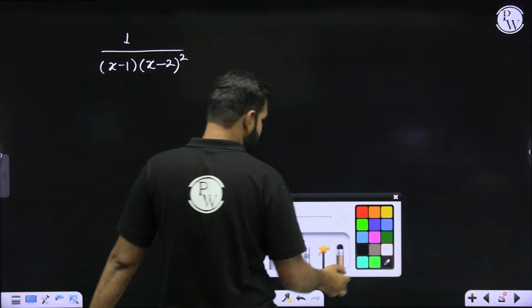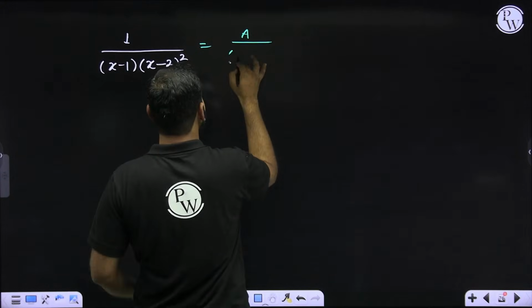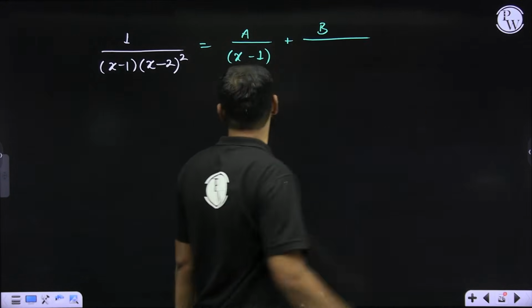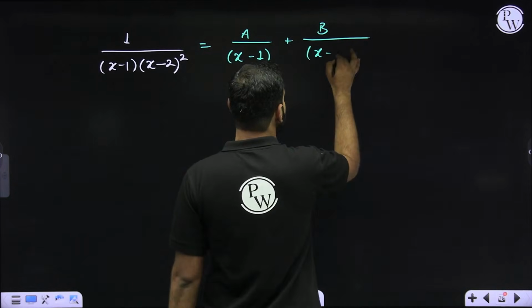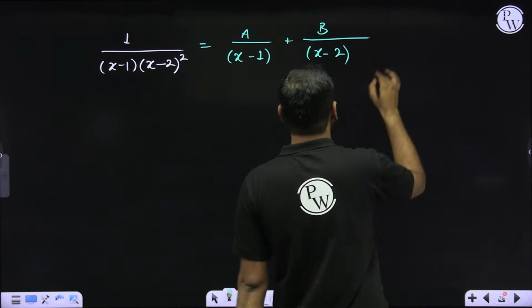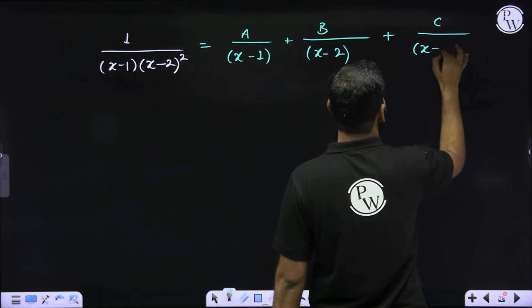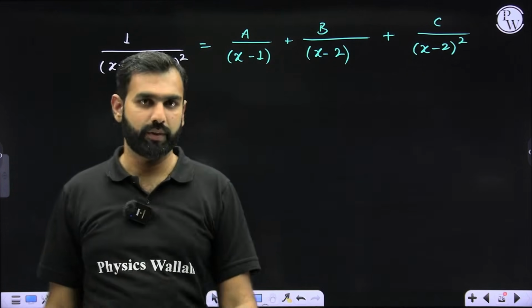The partial fraction theory says that here I'll be writing this as a upon the first factor, which is x minus 1, plus b upon. Now don't write x minus 2 whole square first. First of all, write x minus 2 once. So if I write x minus 2 once, it will be x minus 2, and then c upon this factor, which is appearing twice, x minus 2 whole square. This is what you're supposed to do. Did you get that part?